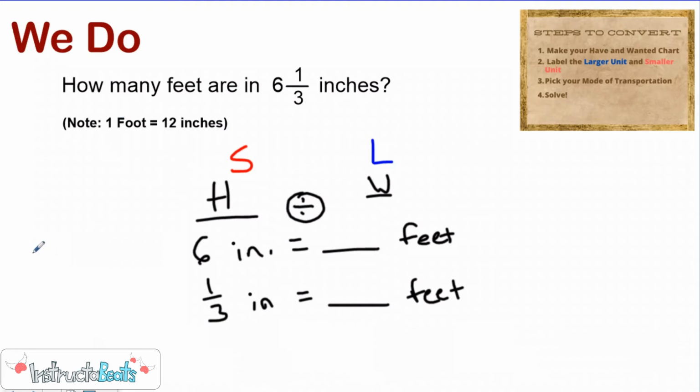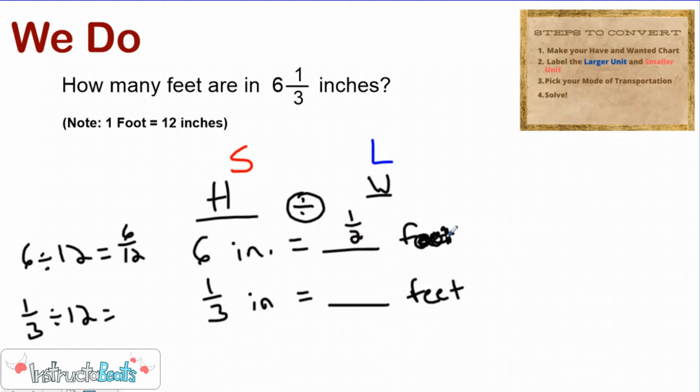So here, we're going to be doing 6 divided by 12, okay? And we're going to be doing 1/3 divided by 12. We're taking our saddle for both of these steps because we're going from smaller to larger. So 6 divided by 12 would be 6/12, which you could simplify to 1/2. So 6 inches would be 1/2 of a foot. So we're going to change this to foot. There we go. 1/2 of a foot, just so it can be grammatically correct.